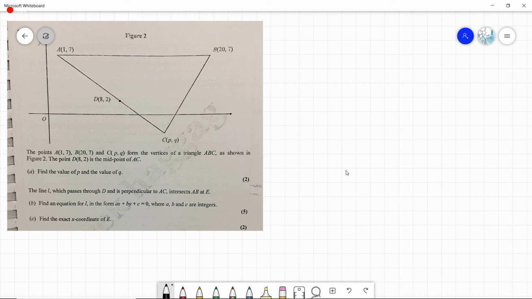So let's look at this question. It says the points, oh fantastic, it gives a diagram, which is quite rare. They don't tend to give you these. It's quite nice to have actually. Find the value of P and Q.